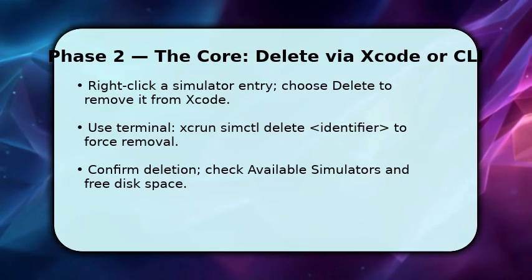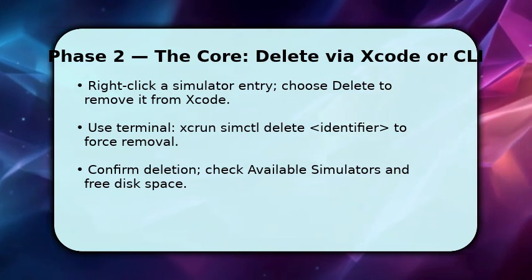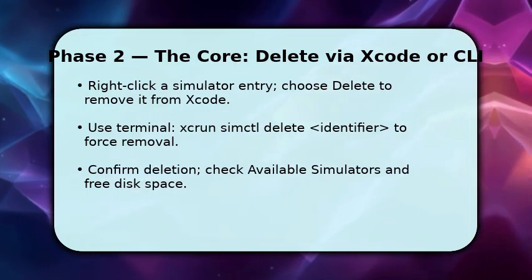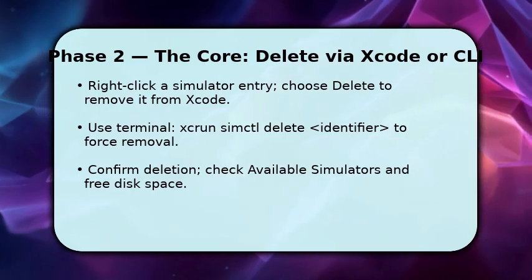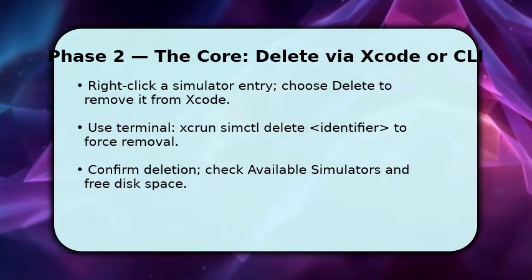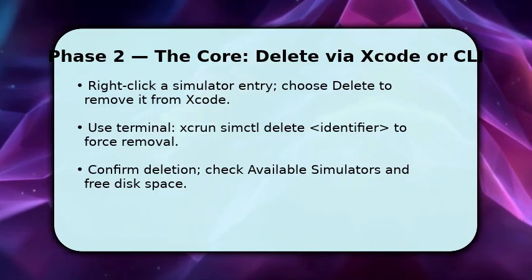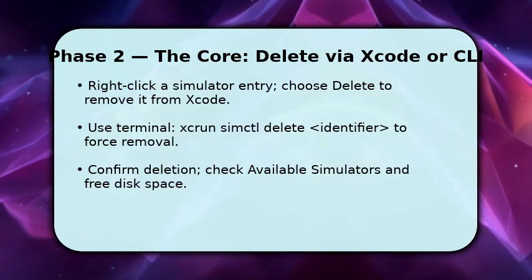You now remove the simulator either inside Xcode or using the command line for precision. In Xcode, right-click the simulator row and choose Delete. Confirm the prompt to remove its data. Alternatively, open Terminal and run xcrun simctl delete followed by the simulator identifier. This is faster for multiple entries. Once done, refresh the list and verify the simulator is gone.